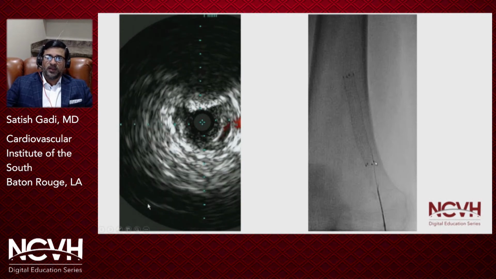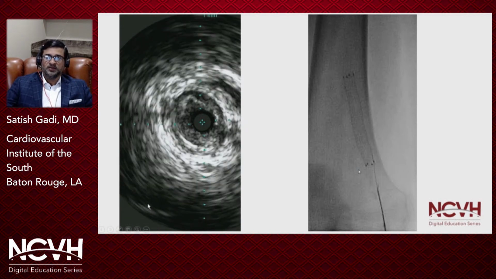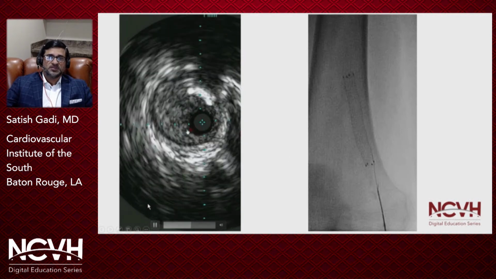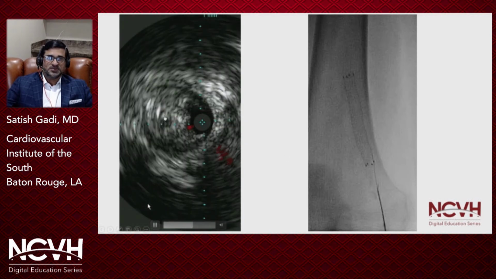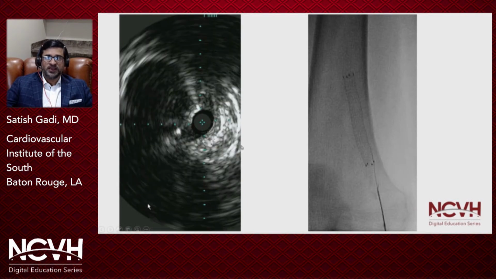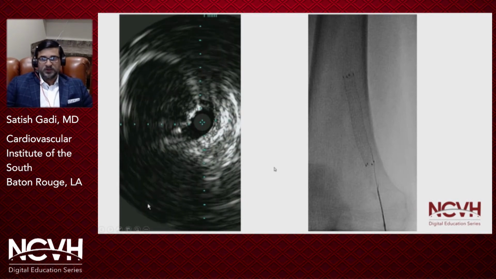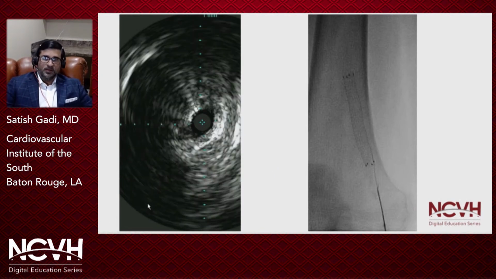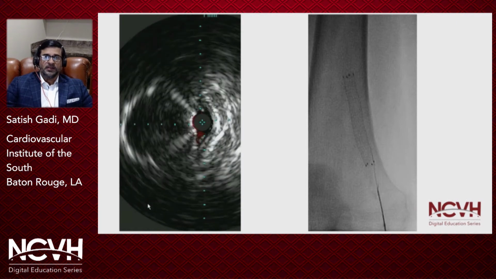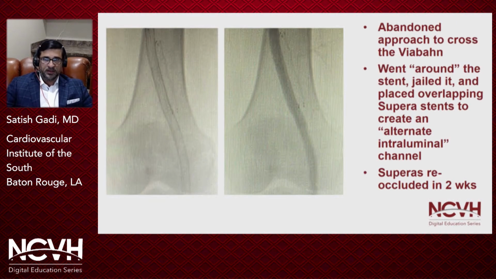And this is my wire going around the Viabahn, and really couldn't go through it. In just a little while, you'll see the stent. There you go. That's the stent, and my IVUS catheter is outside. So at this point, we decided to give up. We brought her back to intervene again, give another attempt. This time I tried other crossing catheters, but again, without success.